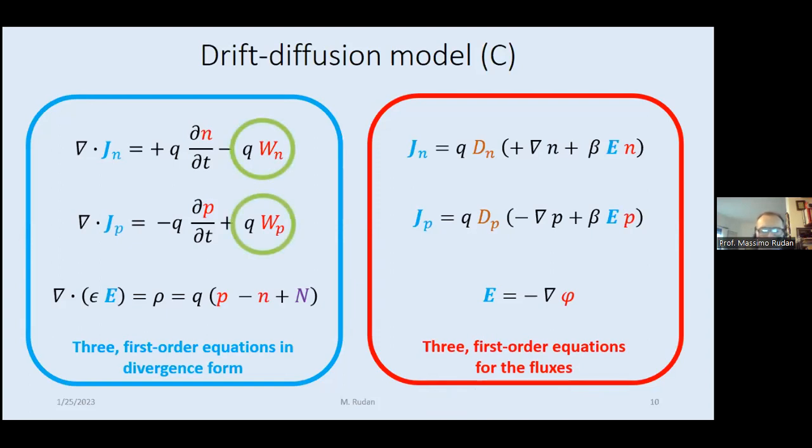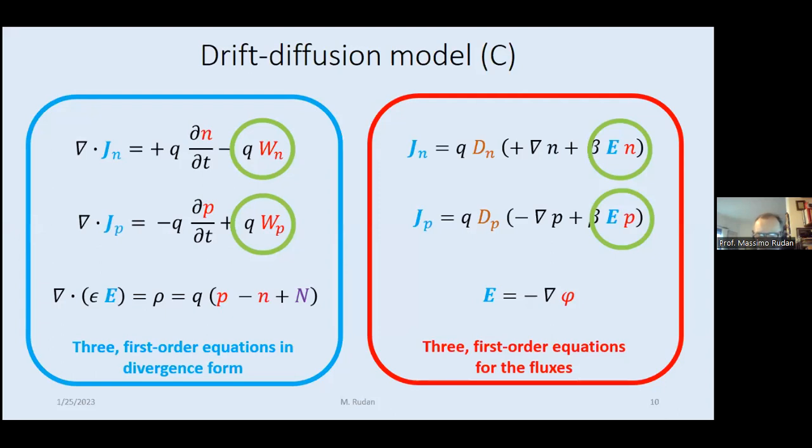Are they linear? Unfortunately, they are not linear. If you look at the two circles on the right, you see immediately the products of the electric field that is an unknown, times a concentration, that is another unknown. So this is a non-linearity. In the two circles on the left, we also have the generation recombination terms that depend non-linearly on the concentrations. More dependencies are present, for instance, in the diffusion coefficients dn and dp on the right. So the equations are non-linear and they are coupled because each of these equations contains more than one unknown.